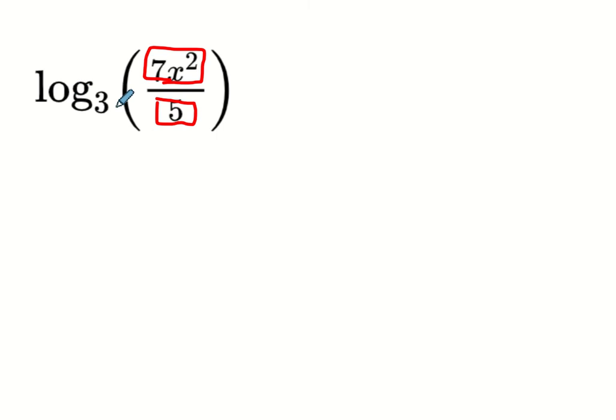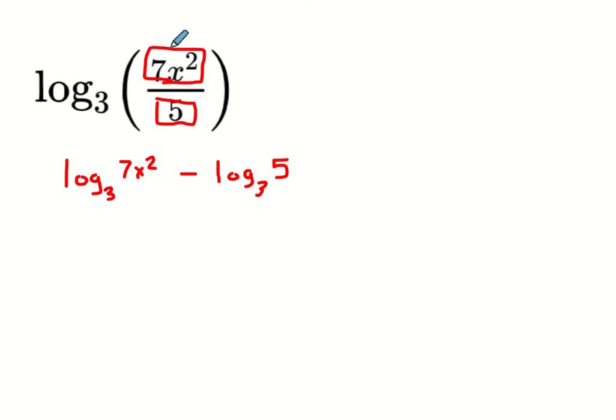So we're going to separate two different logs here. We're going to say log base 3 of the numerator. So the numerator is 7x squared minus log base 3 of the denominator. So again, I subtracted because we were dividing here.